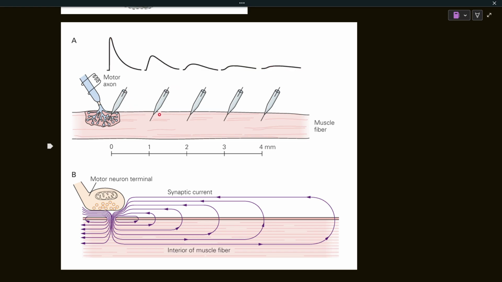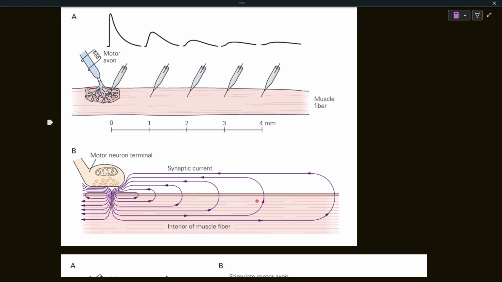So they introduced the electrodes over certain distances, and they saw that the strength of the end plate potential is decreasing, and that is why the end plate potential is a graded potential. It dies out eventually. Here you can see that on the muscle fiber, the inward current is generated, and this inward current travels through and then it leaks through the membrane.